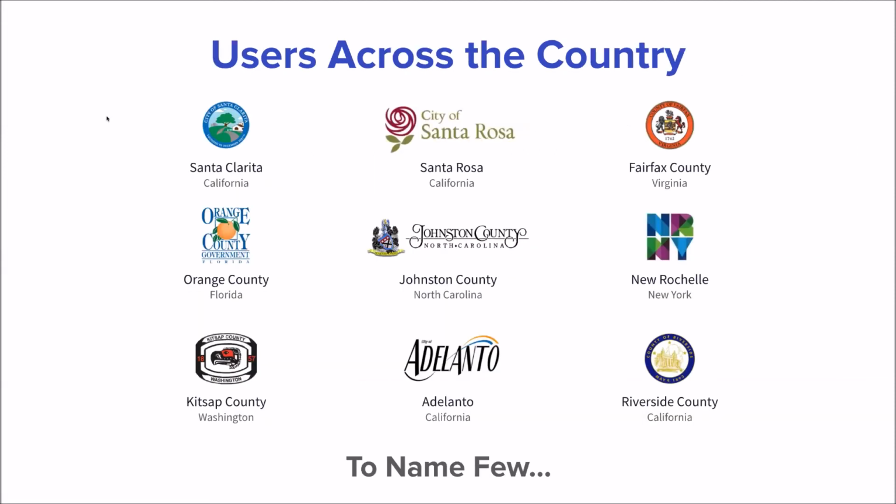So we're going to jump into the demo basically now. I thought it'd be helpful to just note that again, this is in use across the country. I think we have a couple dozen agencies using our software, ranging from very small agencies to some pretty mega ones. I mean, we have Fairfax County, Virginia, Orange County, Florida, Riverside County. These are multi-million resident organizations that are using our solution very effectively.